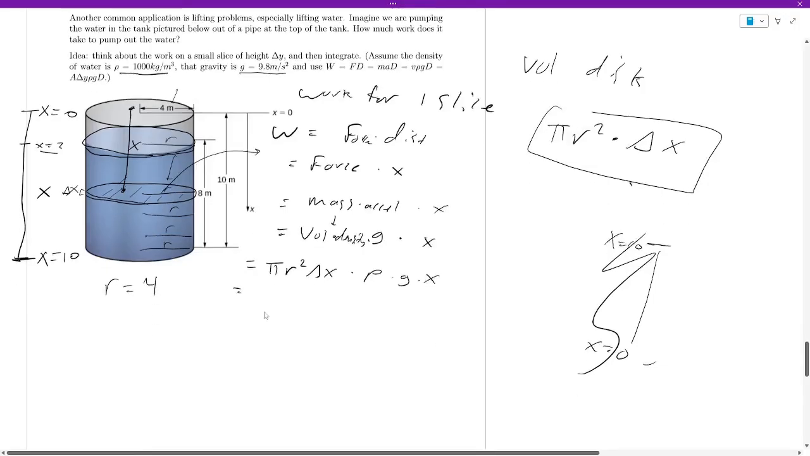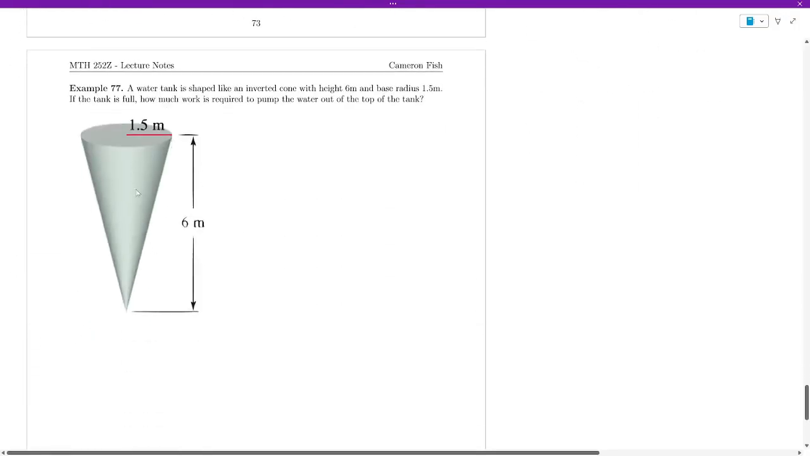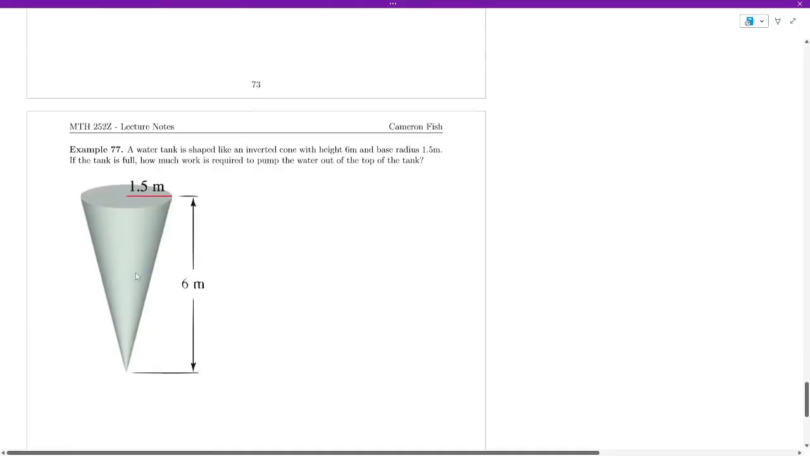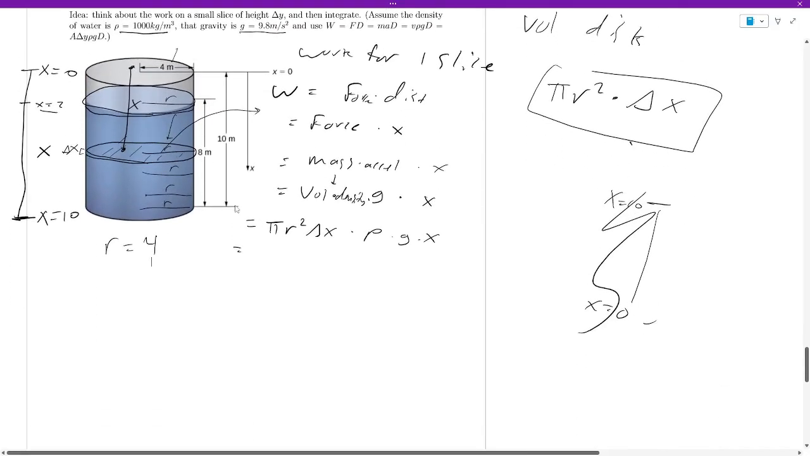We will see in another problem that the radius is not constant as you go up. But if it's a cylinder, the radius is constant as you go up. So we'll have pi times 4 squared, which is 16. Something else I'm going to do is bring the rho and the g out here, and put the x right here.